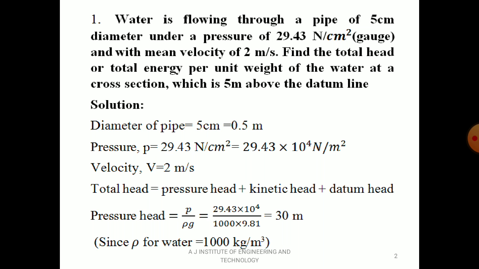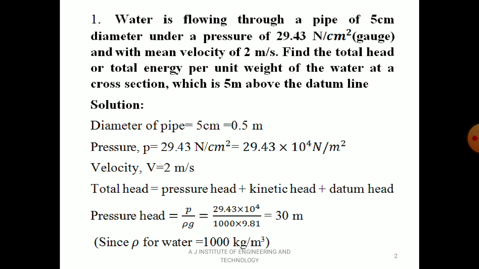So the first question: water is flowing through a pipe of 5 cm diameter under a pressure of 29.43 Newton per centimeter square. This is a gauge pressure, with a mean velocity of 2 meter per second. Find the total head or total energy per unit weight of the water at a cross section which is 5 meter above the datum line. So this is our first question.